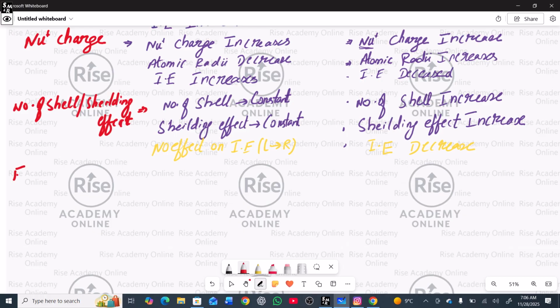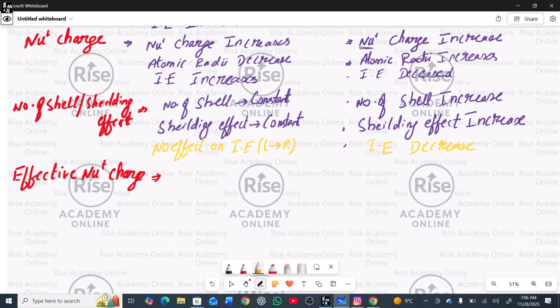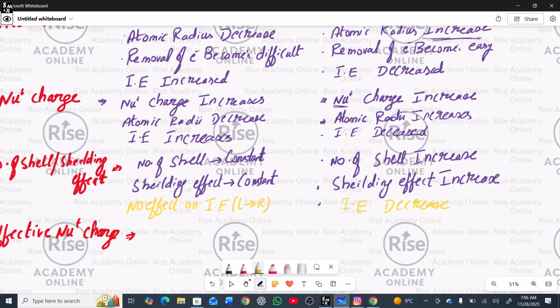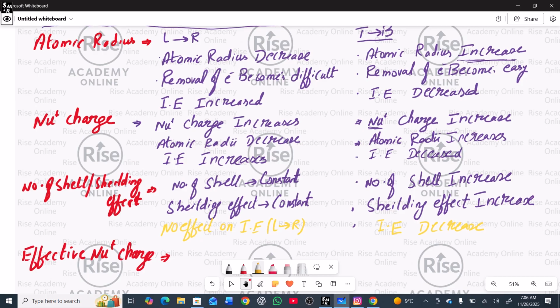So in the next line we are going to discuss effective nuclear charge. Actually, it is the net force. Effective nuclear charge is the net force after the cancellation effect of atomic radii and other factors, nuclear charge and other factors.